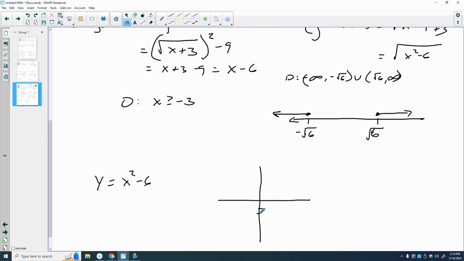So what does that graph look like? It goes down here, 1, 2, 3, 4, 5, 6. My vertex is at negative 6, and it hits the x-axis at negative and positive square roots of 6. And it goes like this. It's a basic parabola, right? So where is it positive? Where are my y values positive? Anywhere above the x-axis, right? Anywhere to the right of positive square root of 6 and to the left of negative square root of 6.